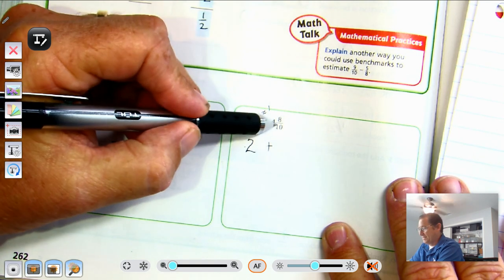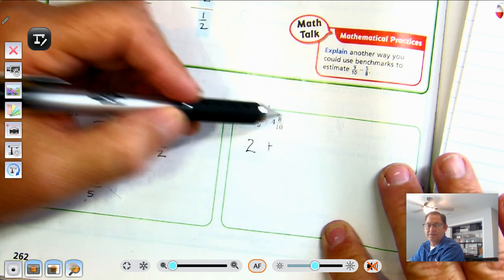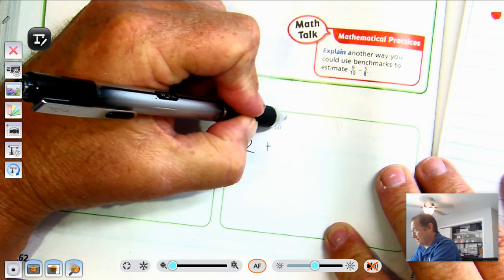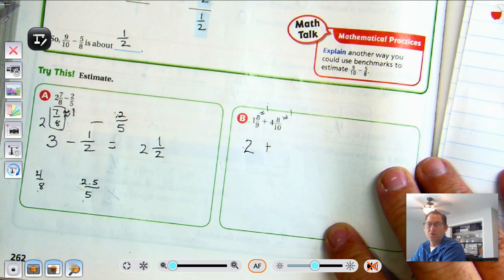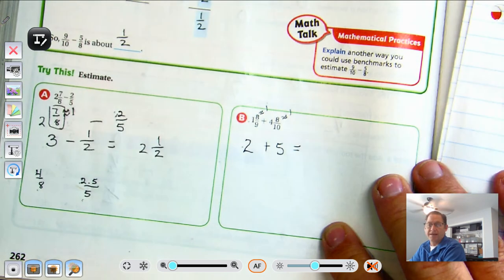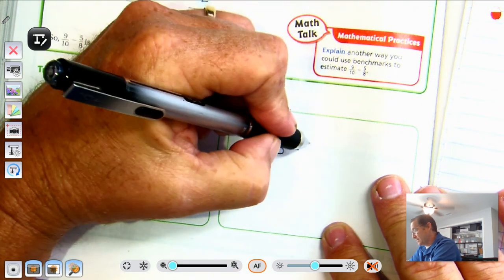4 8/10. Well, 8/10, that's also almost the same as the denominator. So I'm also going to make that 8/10 close to 1. And 4 plus 1 is 5. So now we just add those. 2 plus 5 is 7.